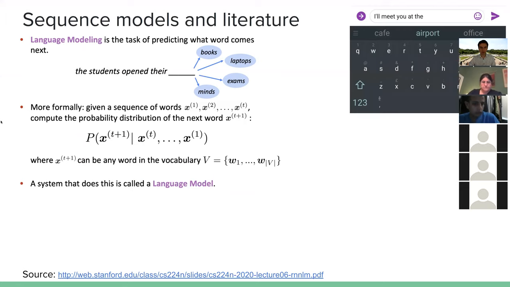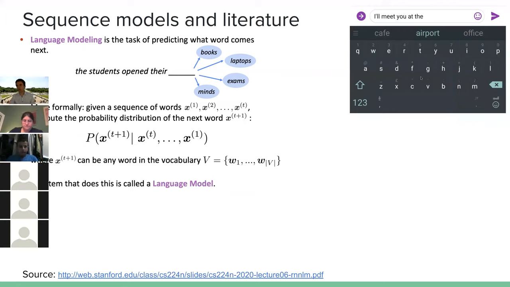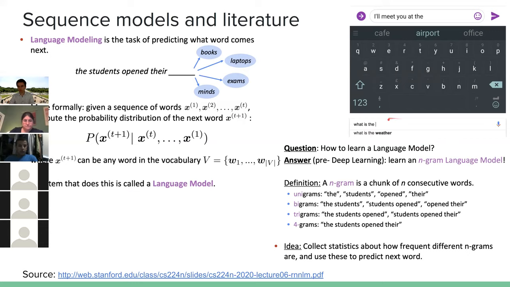And where is a language model used? When you start typing on your phone, you see that the keyboard is recommending the next word to type. When you're looking for something online, your search results might be recommending what the next word is.